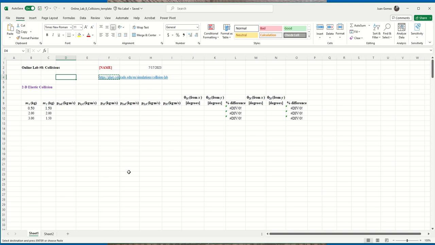Greetings everybody. This video will hopefully explain how to complete lab number 8. It's a momentum lab and it deals with two-dimensional collisions. Here's the template. Well, let me go ahead and first bring up the simulation.